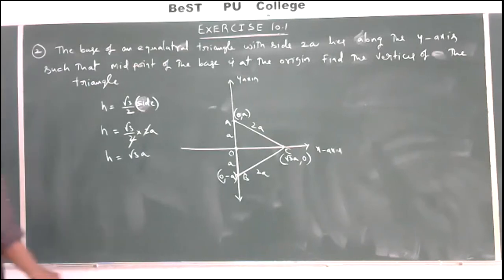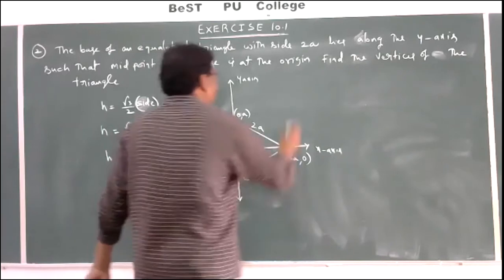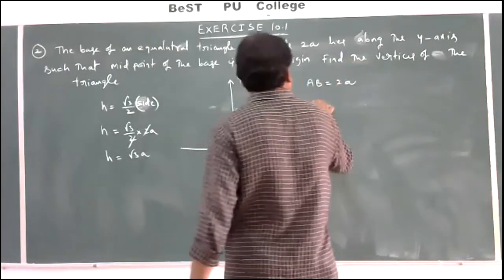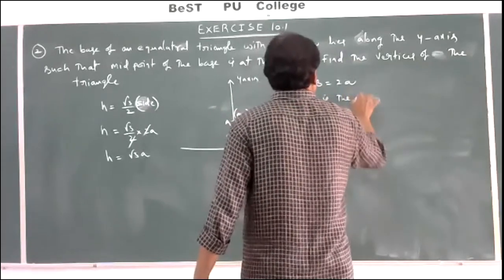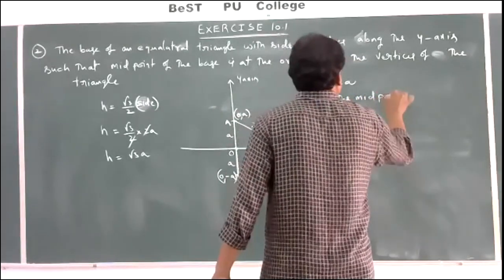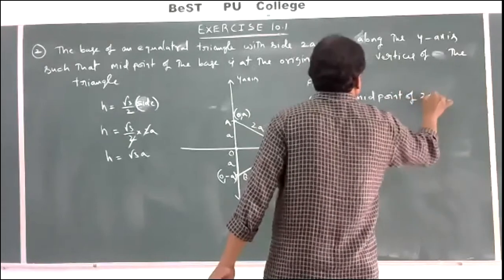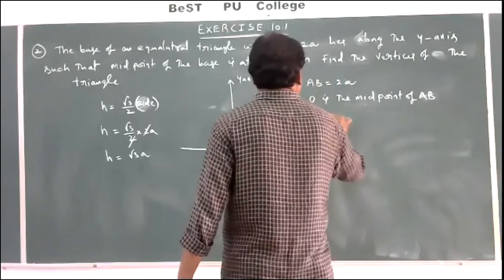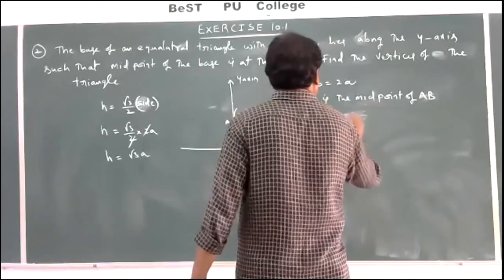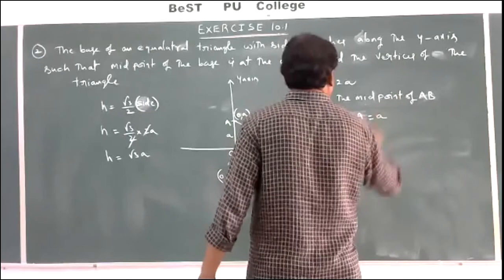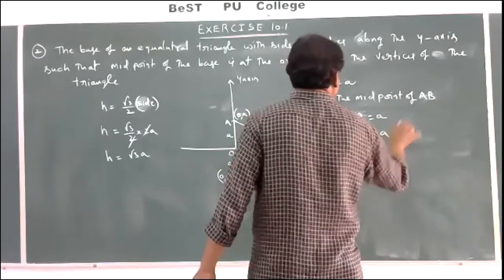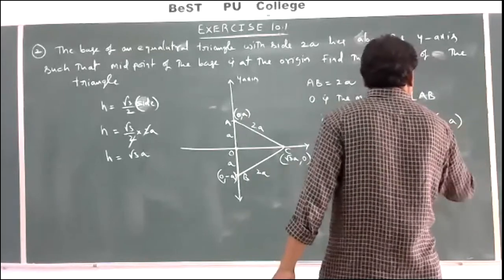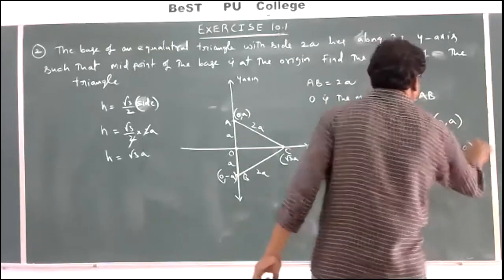After that, AB is equal to 2a. O is the midpoint of AB. That is, OA is equal to small a, OB is equal to small a. That implies A is (0, a), B is (0, minus a).